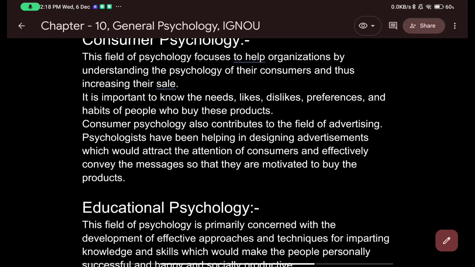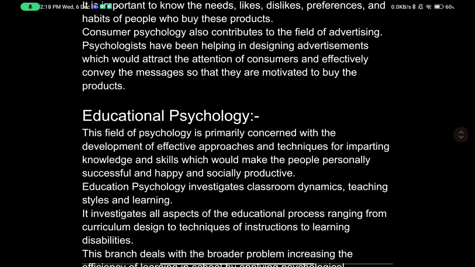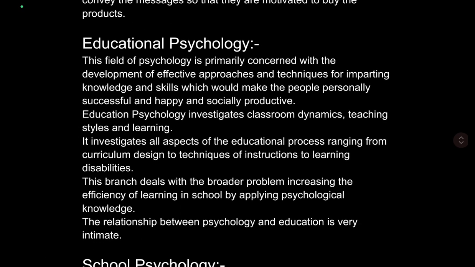Consumer psychology also contributes to the field of advertising. Psychologists have been helping in designing advertisements which would attract the attention of consumers and effectively convey the messages so that they are motivated to buy the product. Just like I said, now comes our educational psychology. This field of psychology is primarily concerned with the development of effective approaches and techniques for imparting knowledge and skills which would make people personally successful and happy and socially productive.